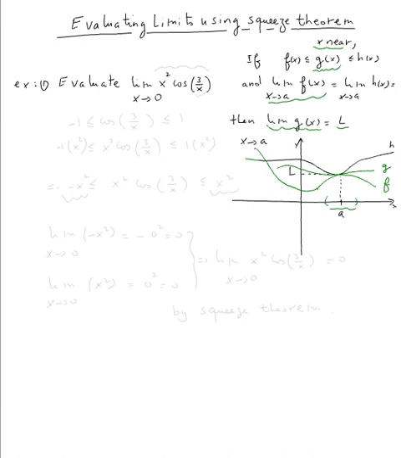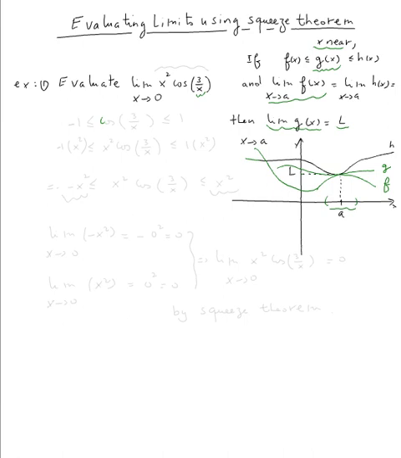Evaluate the limit of x squared cosine of 3 over x as x approaches 0. As x approaches 0, we know 3 over 0 is going to approach infinity, and cosine of infinity is going to alternate between 1 and negative 1, so it doesn't exist. So every time we have a cosine or sine, we have to think about using the squeeze theorem if we can. So how do we do it?